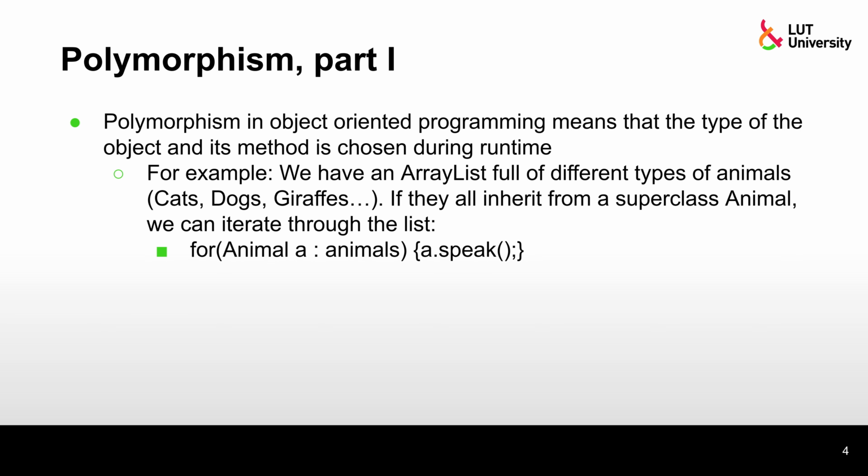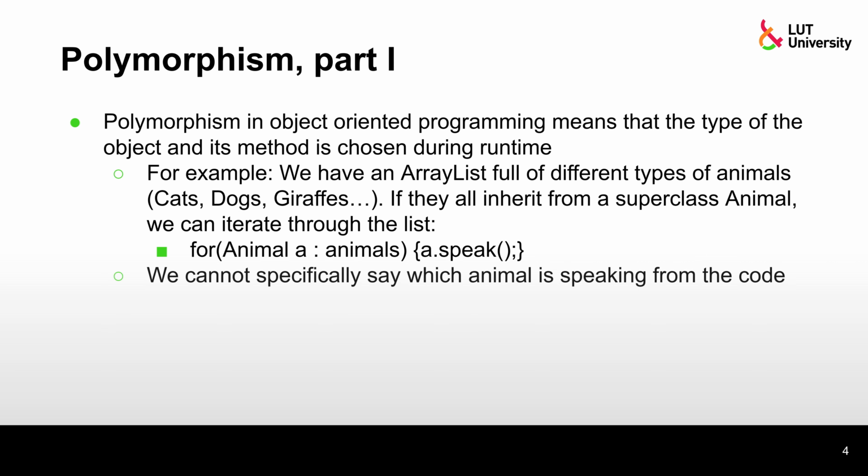You have a for each loop which goes through this animals array list, and then we take just one animal out of the list at a time and let it speak with this speak method. And we cannot specifically say which animal is speaking from the code. It's just some animal is speaking, but Java will then figure out which animal, if it's a cat, if it's a dog or hedgehog or whatever. We cannot tell it by just reading the code.